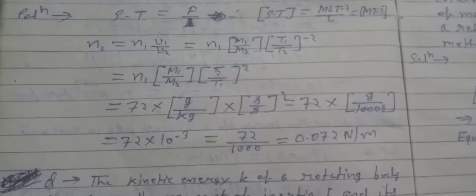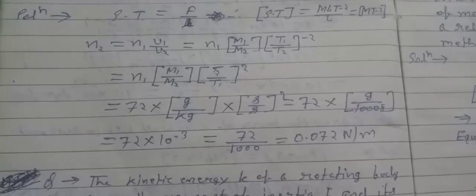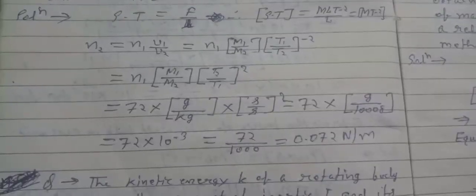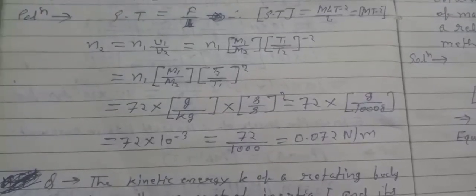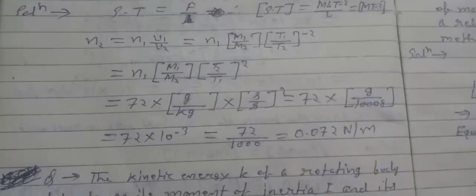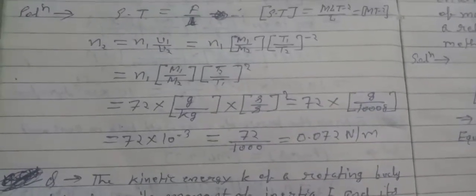So 72 times (gram by kg) into (second by second) to the power 2. 72 into gram by 1000 gram, 72 into 10 to the power minus 3. So the answer will be 0.072 Newton per meter.